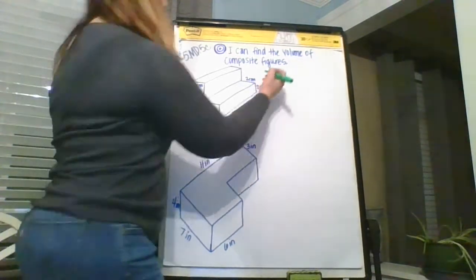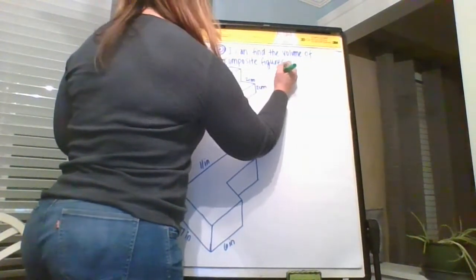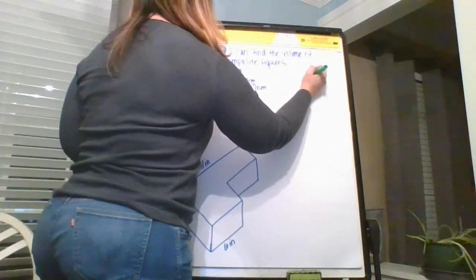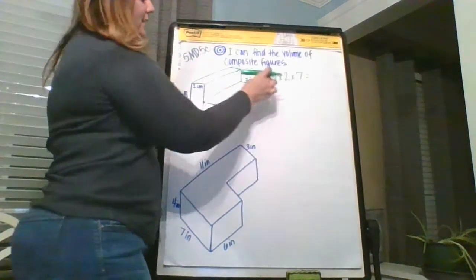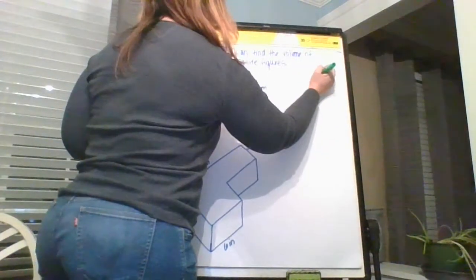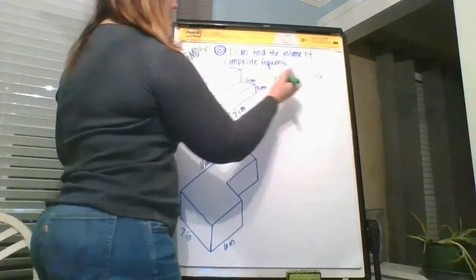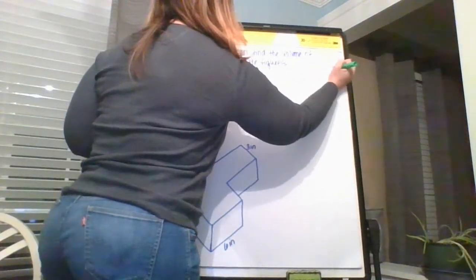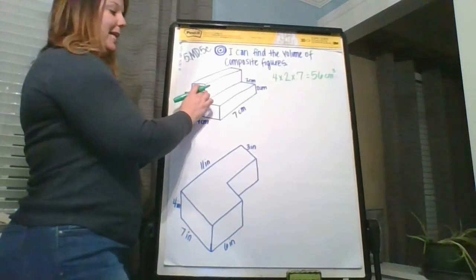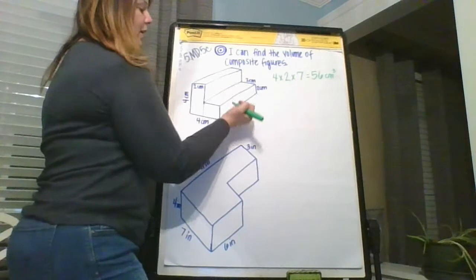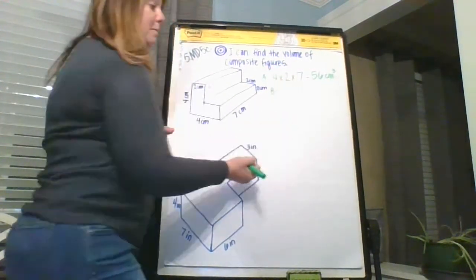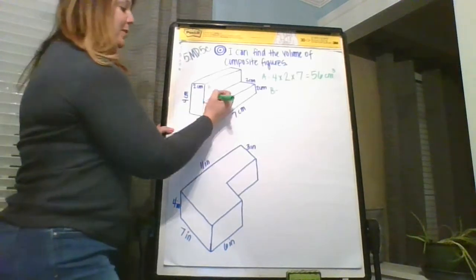So I'm just going to multiply those numbers together. 4 times 2 times 7, and I'm going to get 4 times 2 is 8, and 8 times 7 is 56. That's going to be centimeters cubed, because my unit of measurement is centimeters and it's volume, so it's going to be cubed. I'm going to label that rectangular prism A, and this is the volume of rectangular prism A, and then I'm going to label this one B.